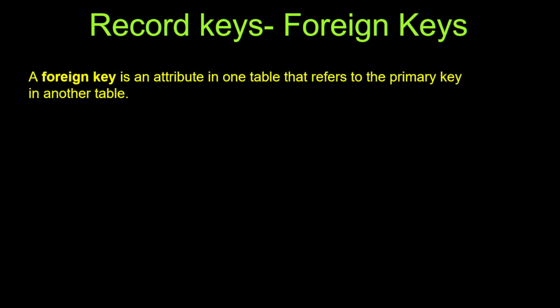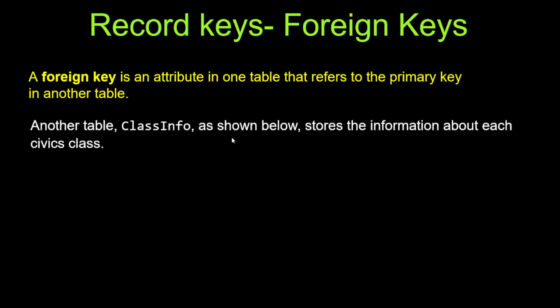What exactly is a foreign key? Let's read this description first. A foreign key is an attribute in one table that refers to the primary key in another table. It sounds a bit confusing, but we're going to use an example to show you what we mean. Let's say we have this class info table here. It stores the information about each civics class.